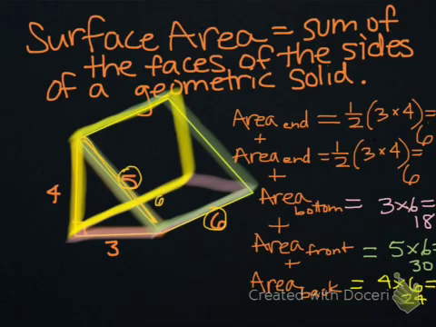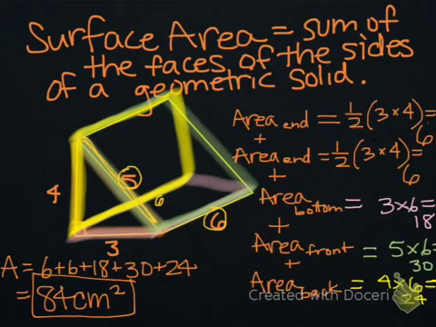So if we're finding the area, we need to just add those pieces all together. And we get 6 plus 6 plus 18 plus 30 plus 24 is equal to 84 square centimeters.